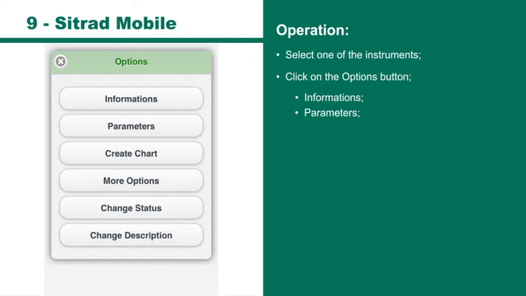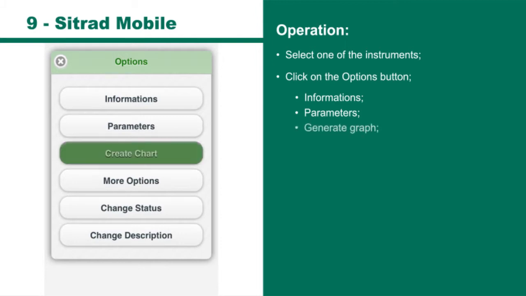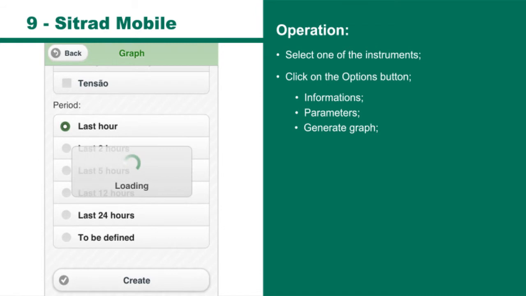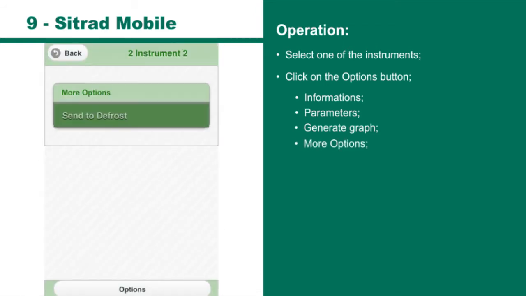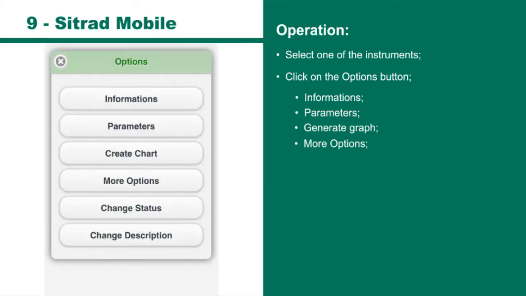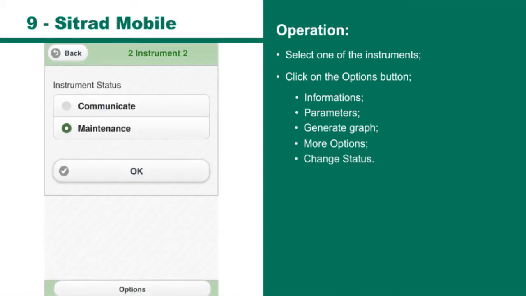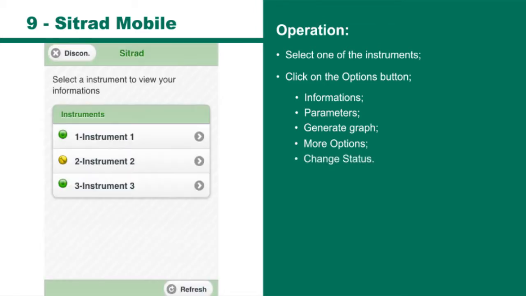Returning to My Options. We still have options to generate a graph. More options. In the case of our instrument, we can drive the defrost. And change status, where we can disable the instrument, for maintenance, or communication to activate it.